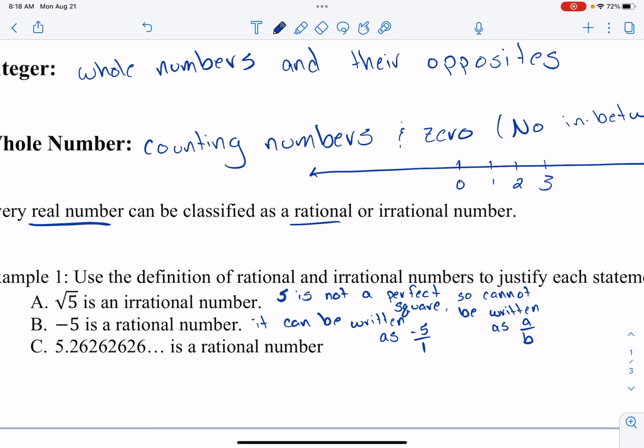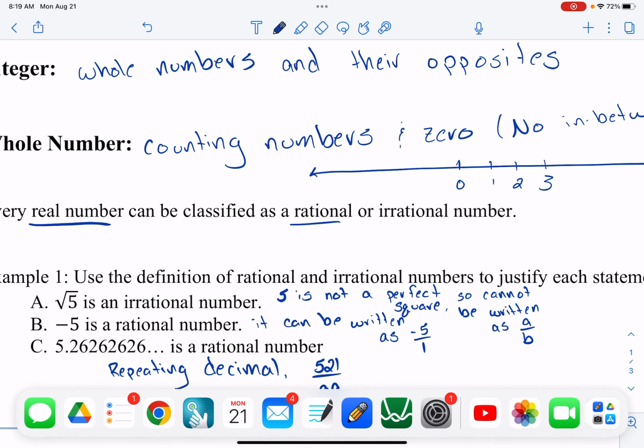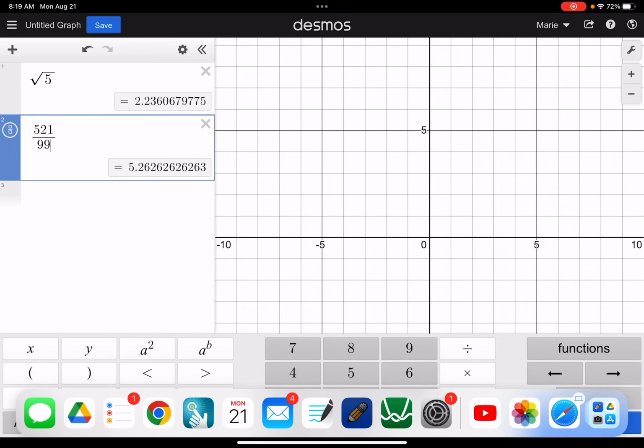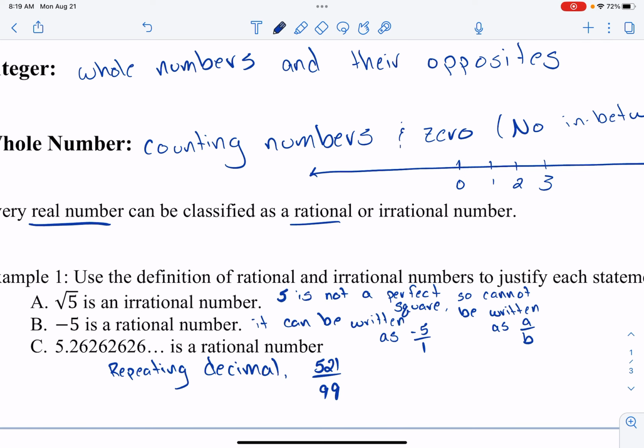C, 5.26262626 is a rational number. Yes, it is a repeating decimal, so it can be written as a fraction. If you're really wanting to know, it's 521 over 99. If I take 521 and divide it by 99, I get 5.26262626. If you notice, Desmos here puts a 3 at the end. That's just rounding because there's a 6 after. So yes, it is a repeating decimal, which makes it rational.